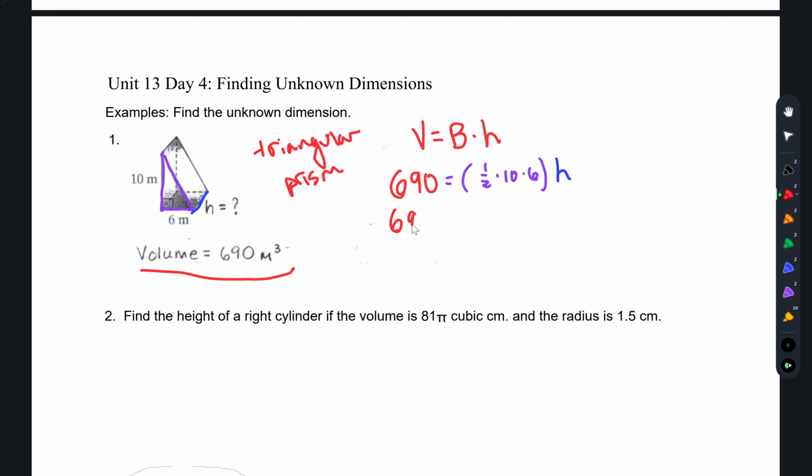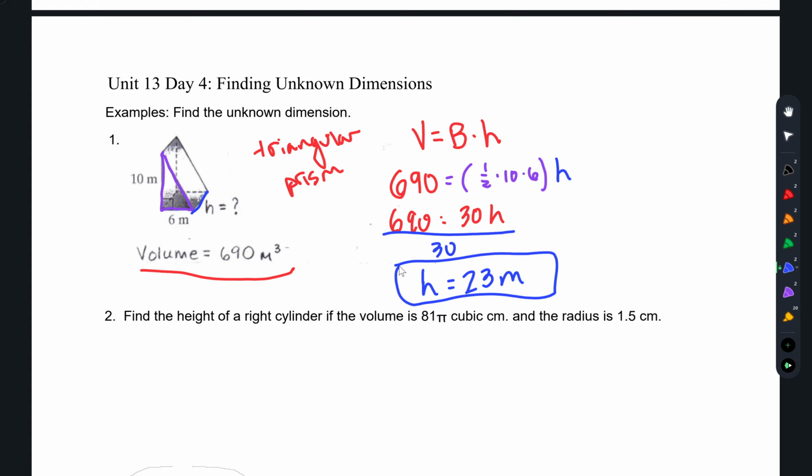I'm now going to simplify. 1/2 times 60 is 30. And then divide to solve for h. We're not going to forget that we have units here. Our unit is going to be in meters.